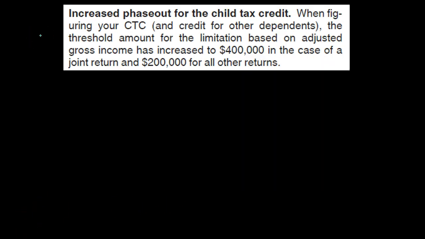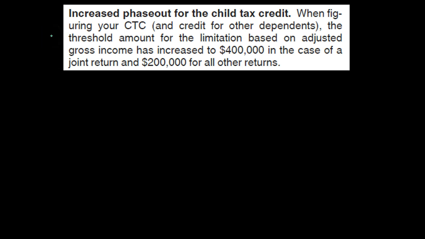There's also an increase in the phase out for the child tax credit. So basically a phase out means that as income goes up, we get less and less of the child tax credit. So obviously from our perspective, we would like a high phase out because then we don't have to worry about losing the child tax credit as income increases.